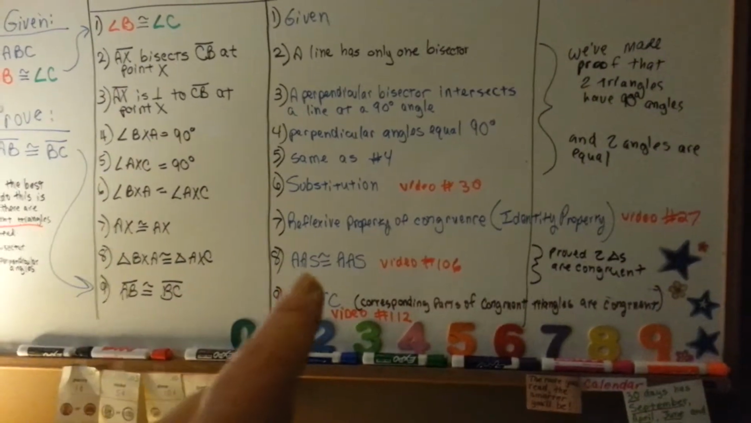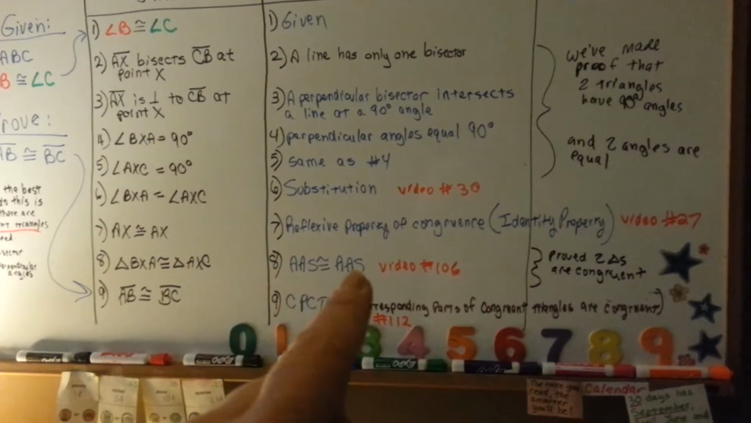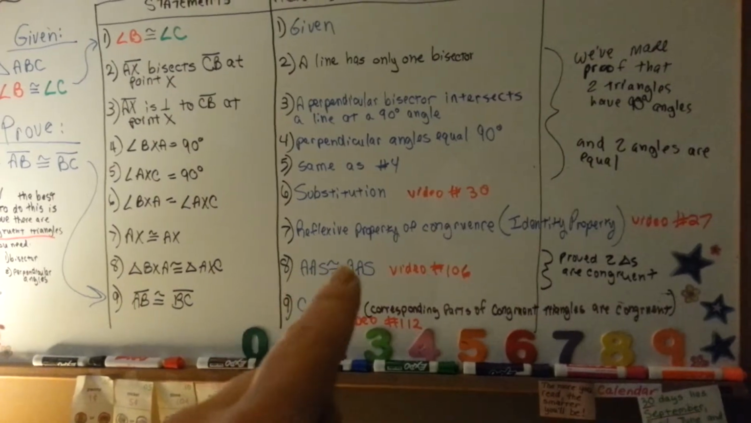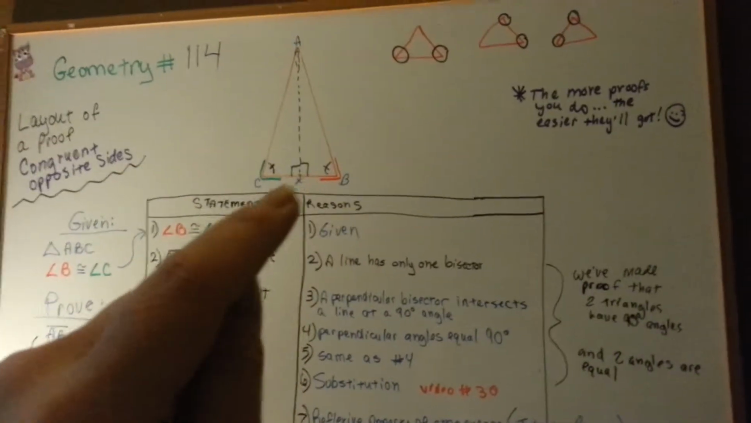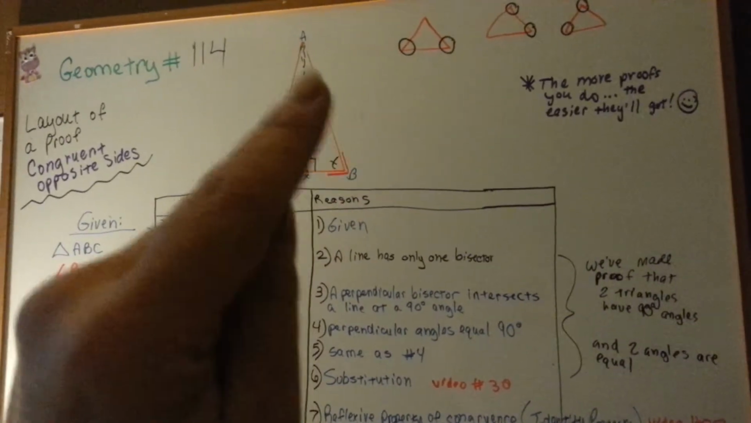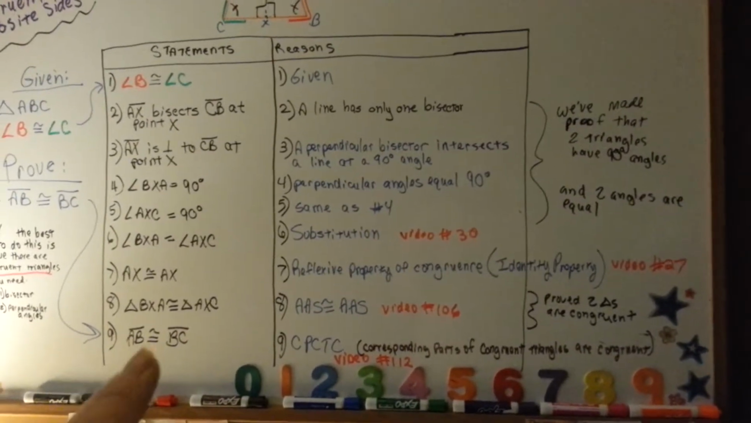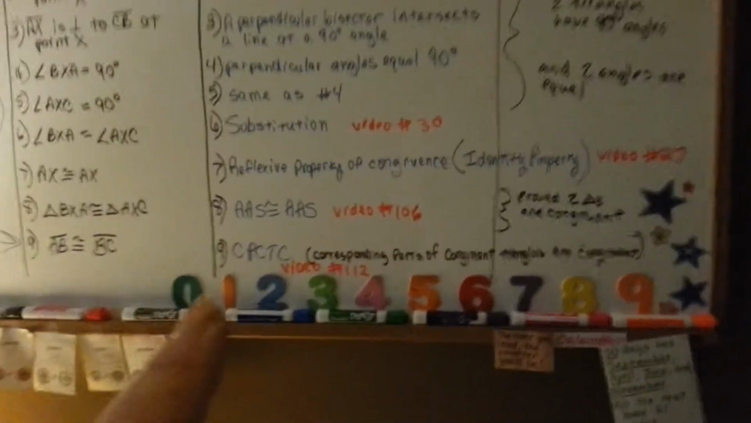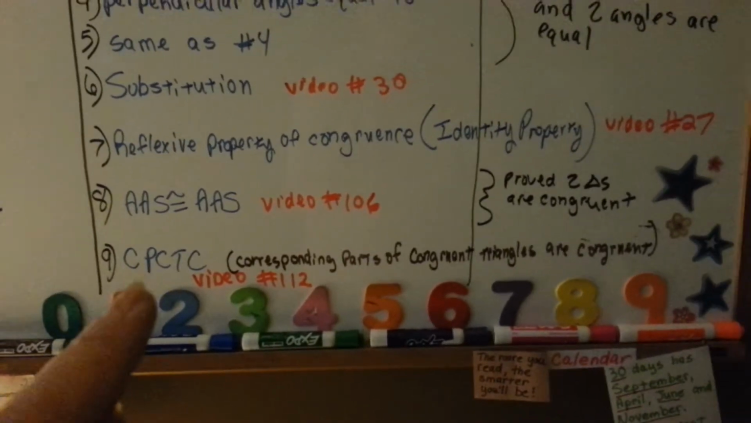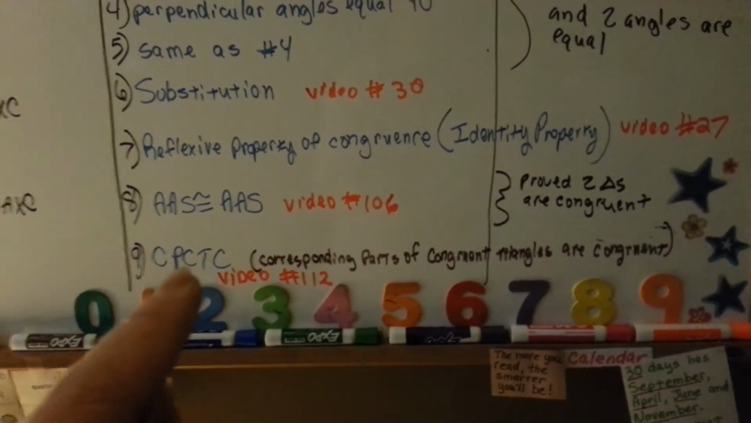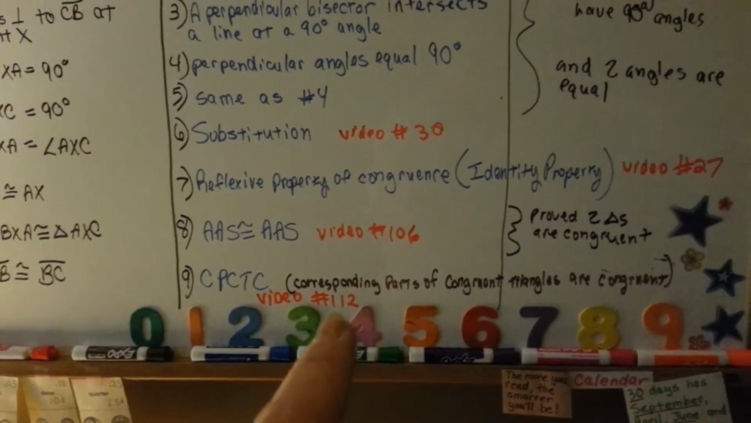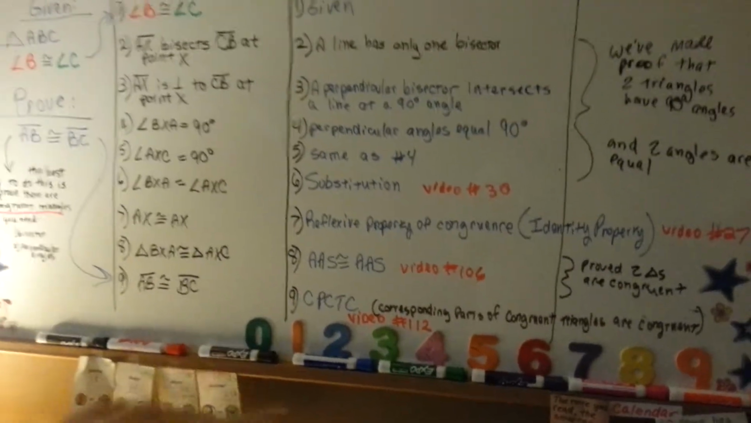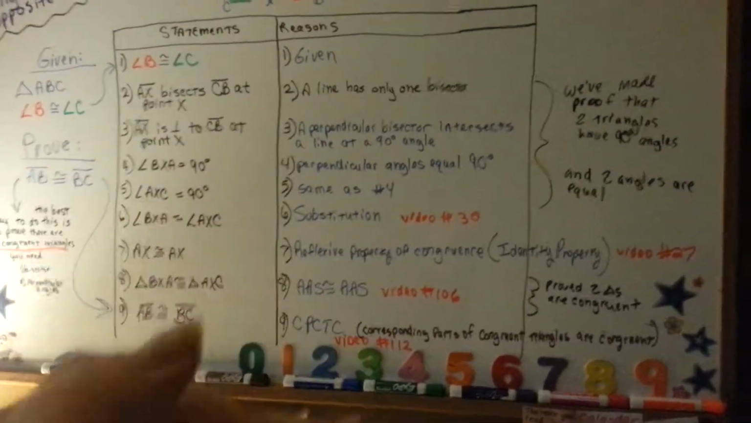Okay, so now, because we've used angle side is congruent to angle side, we can now say that AB is congruent to BC, because of the corresponding parts of congruent triangles are congruent rule, the CPCTC. That was just a couple of videos ago in number 112. So what we've done is progressively come down.